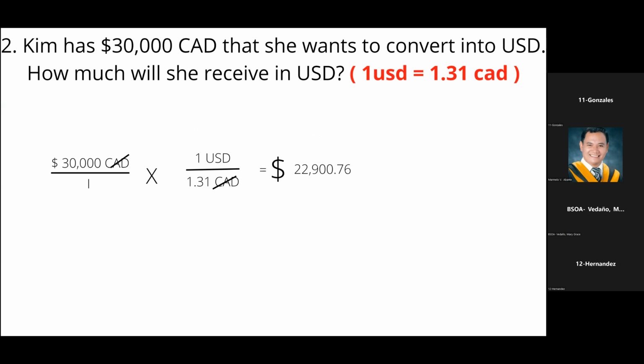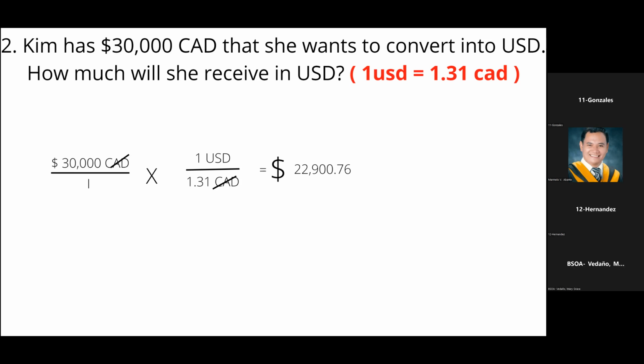Example number 2. Kim has 30,000 Canadian dollars that she wants to convert into US dollars. How much will she receive in US dollars? So gusto naman mangyari ni Kim, yung Canadian dollars ay ma-convert sa US dollar. Ang rate naman is 1.31, ang currency exchange rate. So ang gagawin natin, same pa rin fraction method, 30,000 over 1.